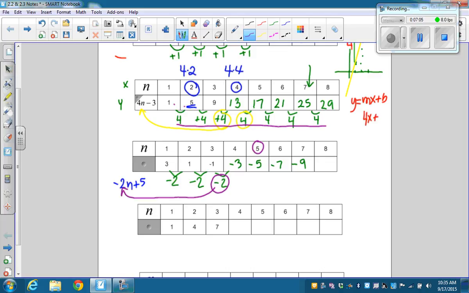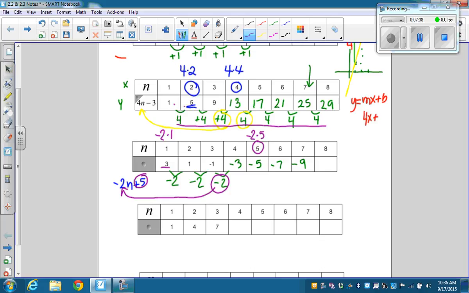So I'm going to take the negative 2, and multiply it by, I'm going to pick 5 for my n value. Negative 2 times 5 is negative 10. But I need to get to negative 5, so I have to add 5 to get to the right answer. Like here, negative 2 times 1 is negative 2. But if I add 5 to negative 2, I get positive 3. Raise your hand if that makes sense.